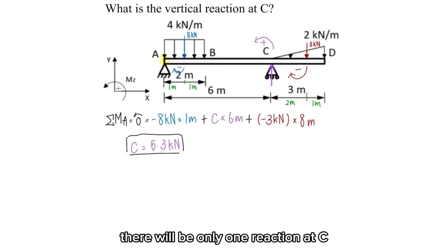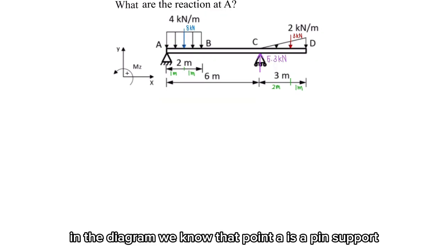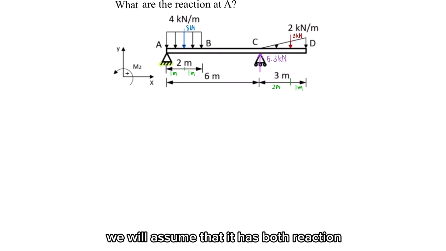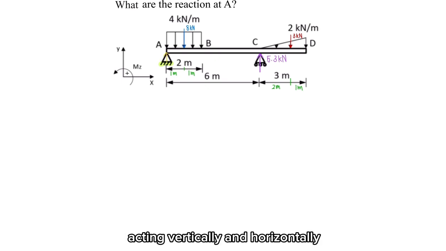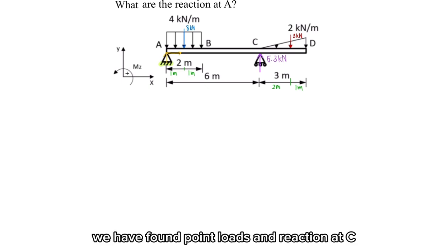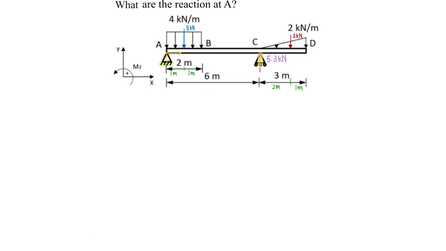There will be only one reaction at C because point C is a roller support. In the diagram, we know that point A is a pin support. We will assume that it has both reactions acting vertically and horizontally. From the previous question, we have found the point loads and the reaction at C.